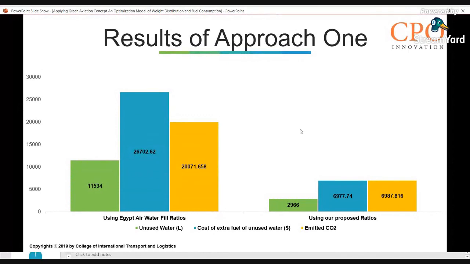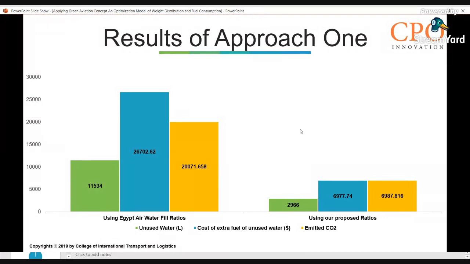So on the left side, we can see the Egypt Air traditional ratios and the way they apply their daily operations. On the right, you can see our ratios, the results of our approach. Egypt Air used to have around 11 and a half tons of unused water each month. Today, with our approaches, they will be having just around 3 tons of unused water.